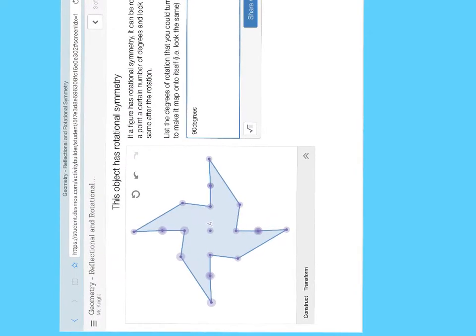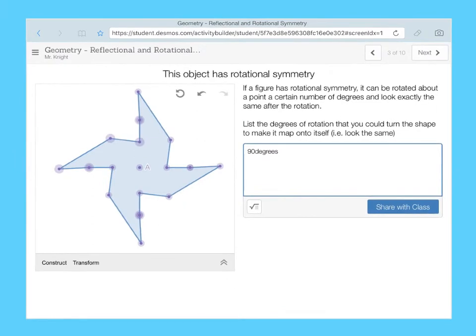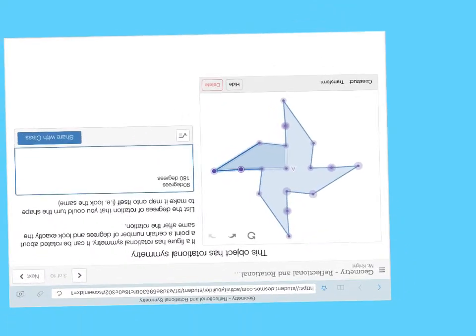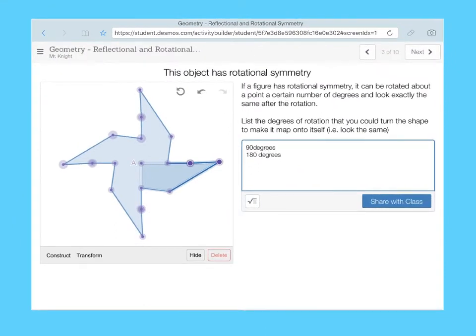So we take this shape and we spin it, and it looks exactly the same. So that's a quarter turn. A quarter turn would be a 90-degree turn. So it only takes a quarter turn to make it look the same. Or we could do 2 quarter turns. That's 180 degrees. Then it looks the same. If we take 3 quarter turns, well, 3 times 90 is 270 degrees. So 270 degrees will also make the shape look like itself.